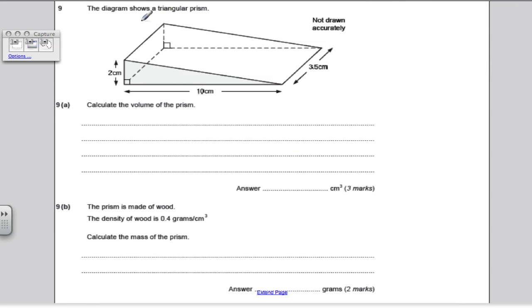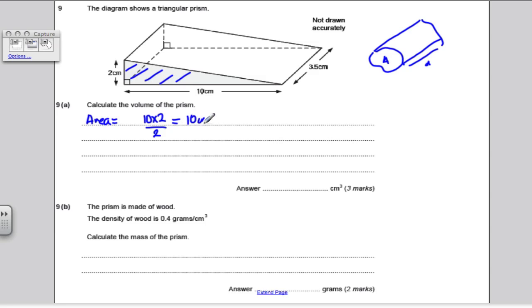Question 9. The diagram shows a triangular prism. What is the volume of the prism? Well, in the start of our formula booklet, it tells us that the volume of any prism is the cross-section area of the front, so the area of the front times the depth. Okay, so here let's work out the area of the triangle first. The area of a triangle is base times height, 10 times 2, and then halved, so you would get 10 centimeters squared.